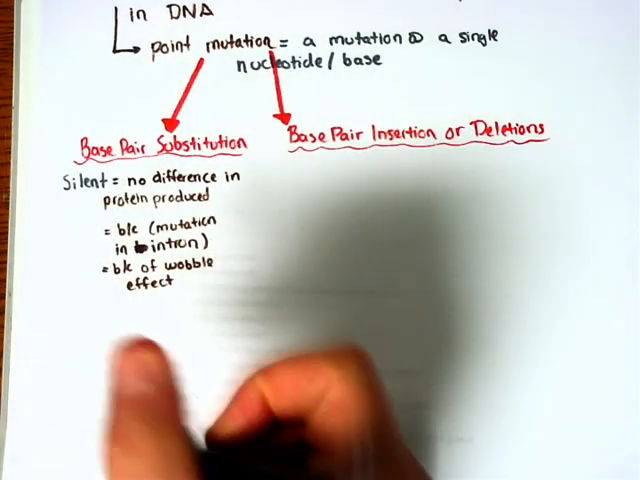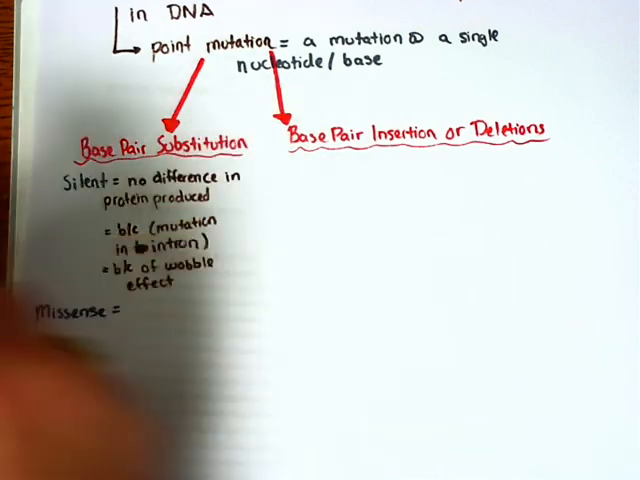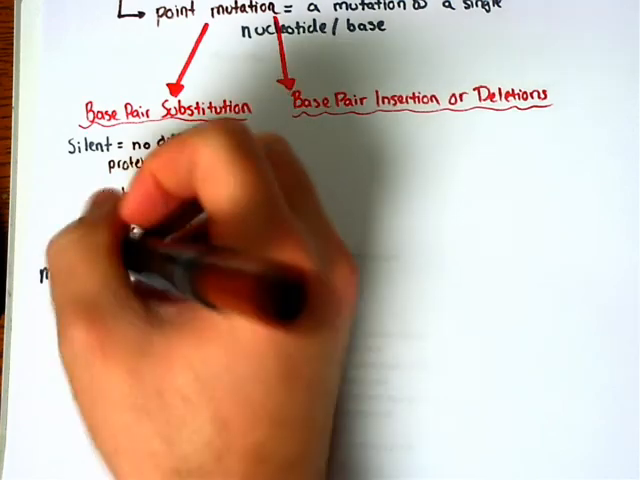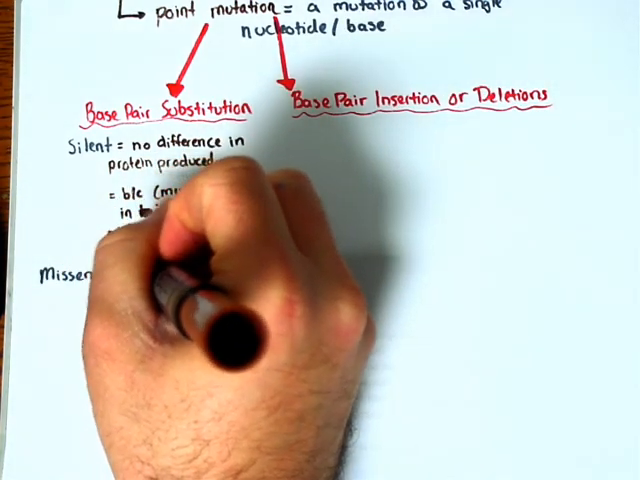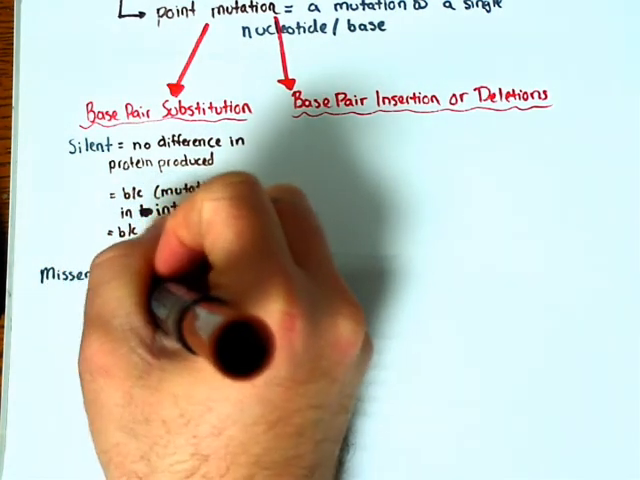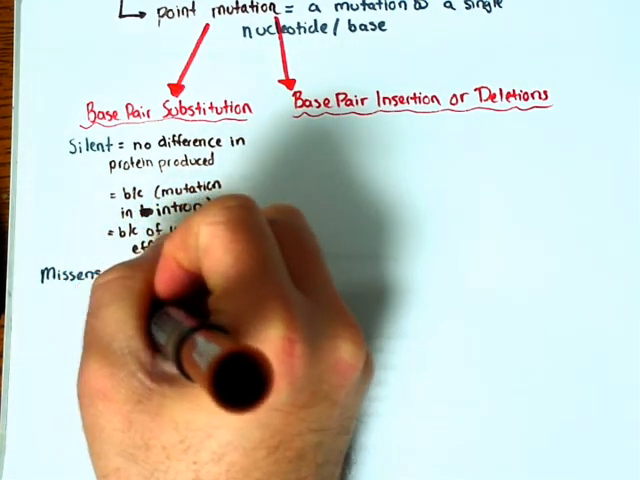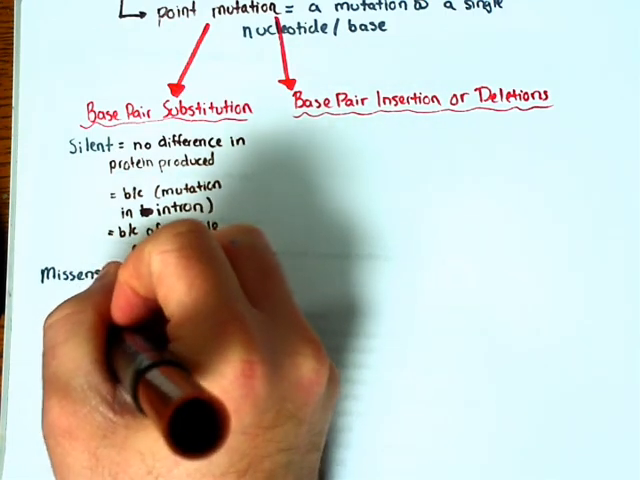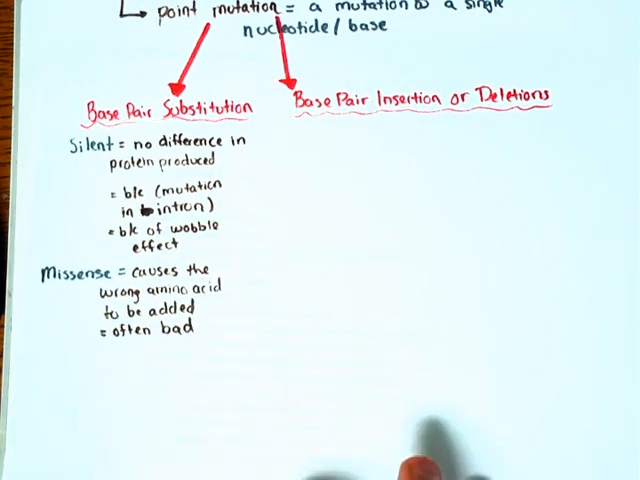I want to go over missense mutations. In a missense mutation, we've got the wrong amino acid at the wrong time. So this causes the wrong amino acid to be added. Missense mutations are usually bad, to be honest with you.